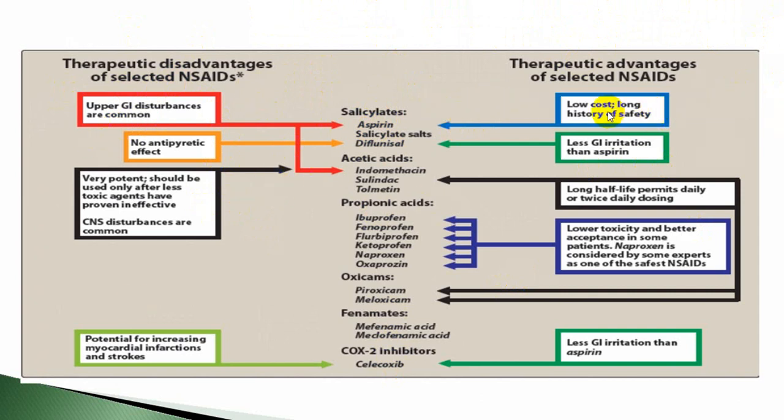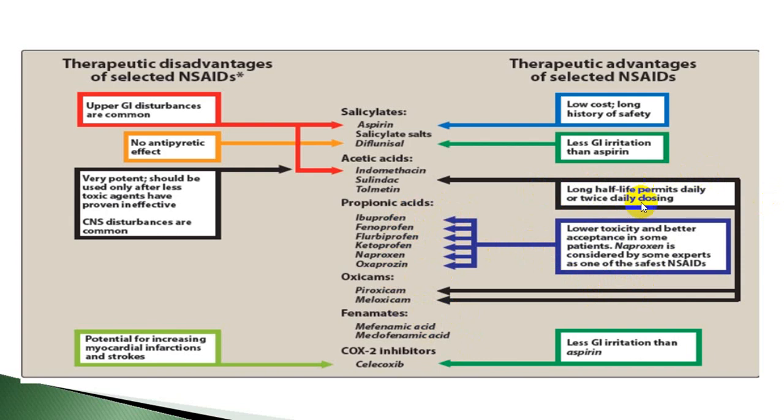Aspirin has got low cost, long history of safety. These are advantages I am putting here. Less GI irritation than aspirin are these salts, diflunisal, flunisal. Then indomethacin has got a long half-life, so once a day is enough. Among propionic acids, lower toxicity and better than other groups. So they are better NSAIDs, like ibuprofen.